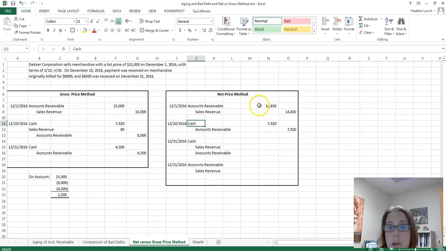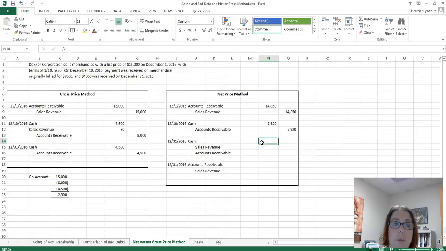And notice on our accounts receivable here, we did the discount already. When you did the gross method, remember you put it in for the gross amount. Here we're putting it in for the net amount. So when we reduce our accounts receivable, it's also going to be based on the net amount. Here comes the fun part.